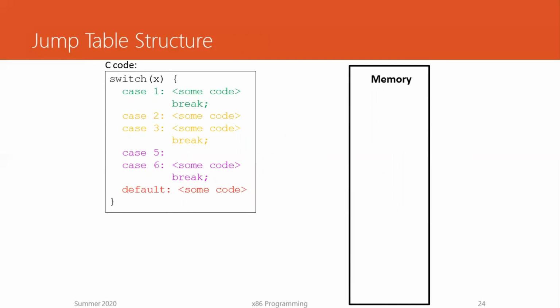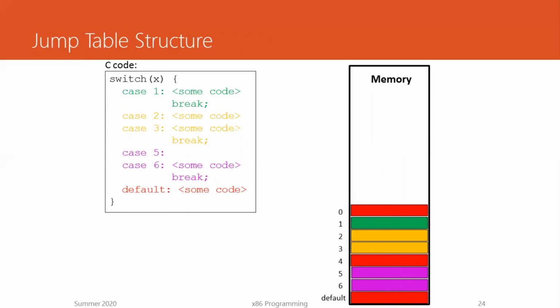Here we have the region that has as many entries as the number of cases. These entries are basically the first address of the code block that is executed. This is how the jump table is implemented in memory. The color indicates each block of code in the memory representing different cases of the switch statement.